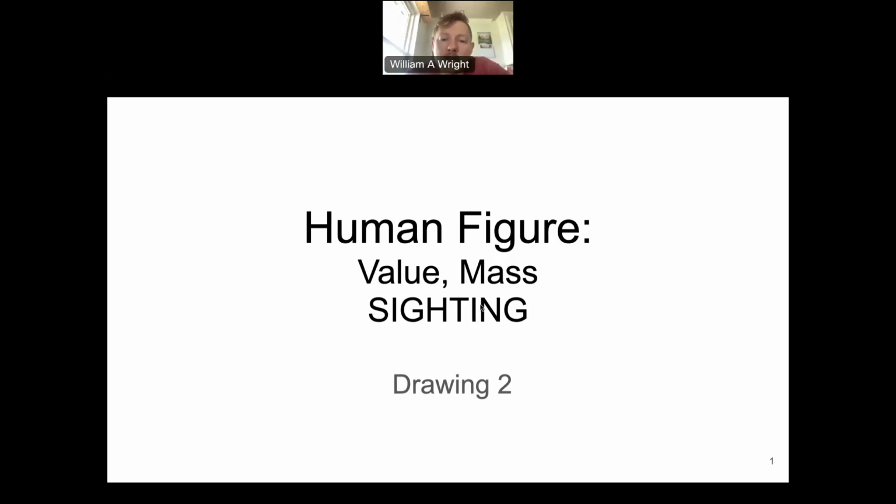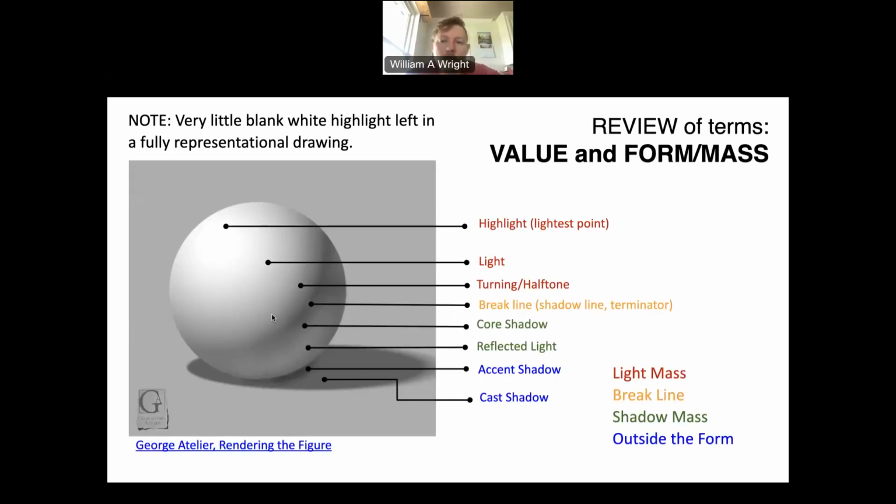And then the other is basically proportion, okay? And obviously we all know proportion is probably after value the next most important thing, in some ways more important. It's a very important part of getting the figure correct. But before we get into that, let's review a few things.